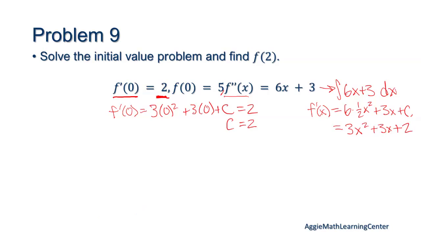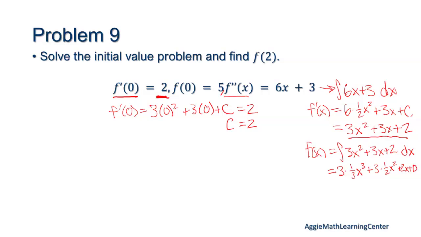So now I want to find f of x. So what I'm going to do is take the integral again of our new function here. And so we know that f of x is equal to the integral of 3x squared plus 3x plus 2 dx. So integrating here, I have 3 times, and then if this is going to be an x cubed, I need to multiply by a third, plus 3 times 1/2 x squared plus 2x plus, now I need a new constant, let's call it d because I already used c. Is that okay?